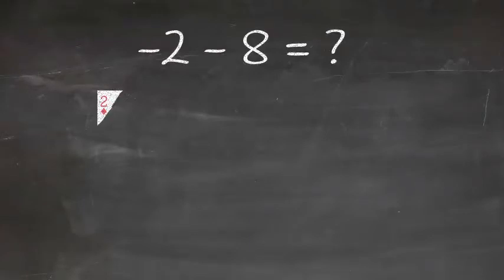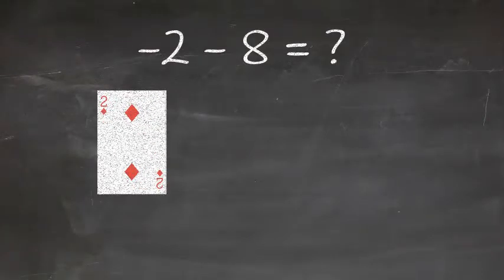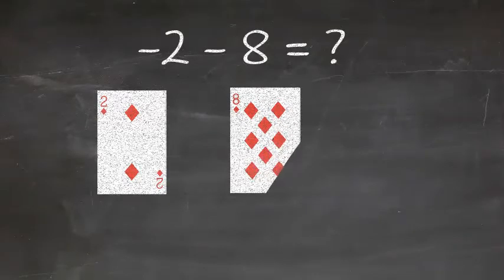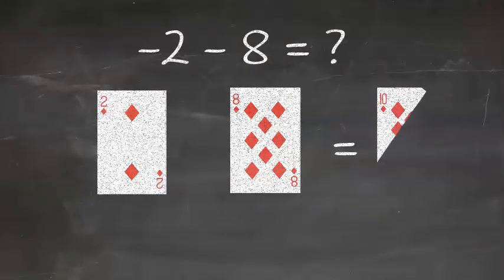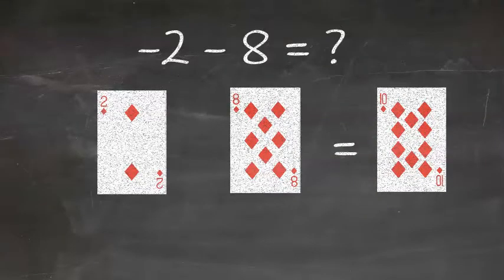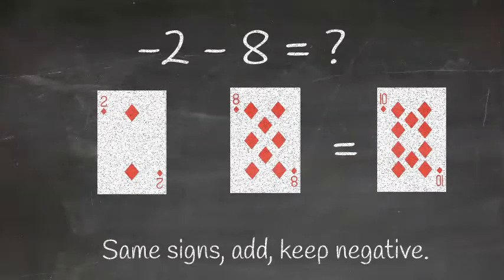In this example, -2 minus 8, we have a -2 and a -8. They are the same signs, so we get -10. Same signs, add, keep negative.